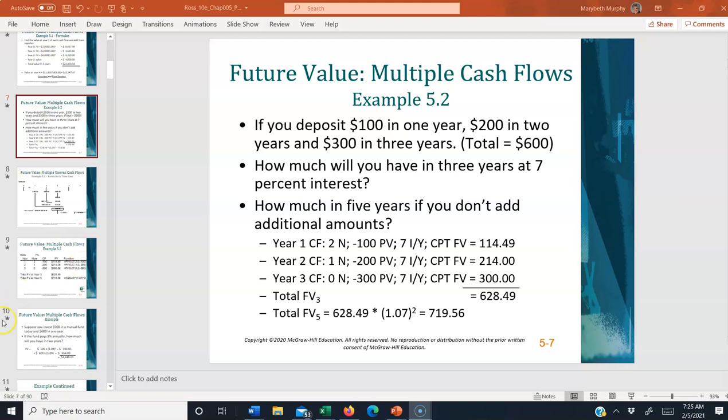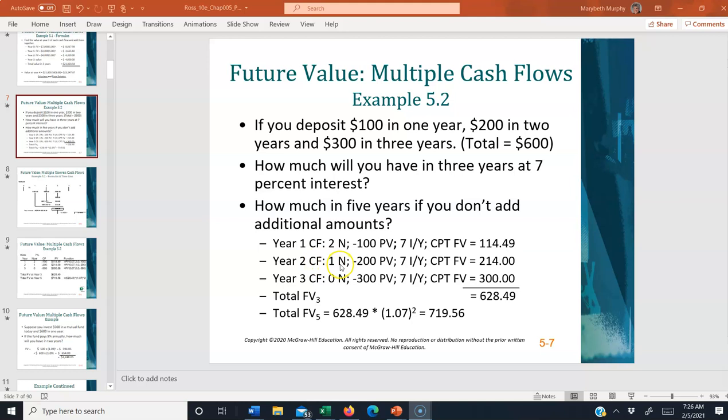Okay, so for year 1 using the calculator, the cash flow, you're going to hit the CF button, 2 for N, minus 100 for the present value, and it's important that you put that minus sign in there. 7 for the interest rate, the I slant Y, and you're computing the future value because they're asking you how much you will have in 3 years in the future. And that should give you $114.49.